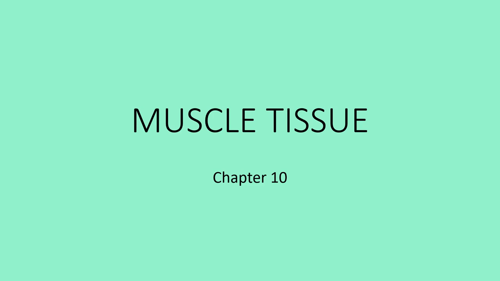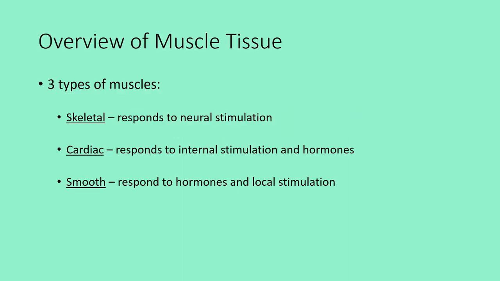Okay, this is chapter 10. It deals with the muscle tissue. Just kind of an overview of the different types of muscles. There's 3 different types. We have skeletal muscle, which does respond to neural stimulation. There's cardiac muscle that will respond to internal stimulation, and hormones can have some effect on it. And then smooth muscle is the third kind. This responds to hormones and also to local stimulation like stretching.